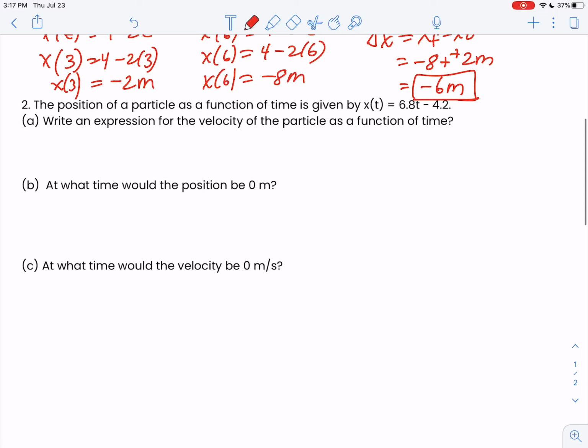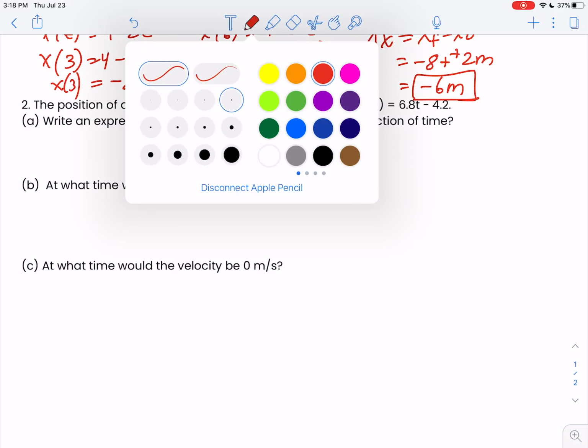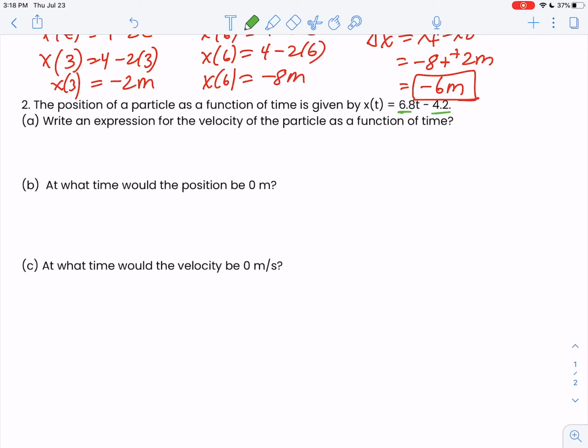Okay, let's look at another one. The position of a particle as a function of time is given by the equation x of t equals 6.8t minus 4.2. Again, you should hopefully be looking at this and see that the velocity is going to be 6.8 and the initial position is negative 4.2. Write an expression for the velocity of the particle as a function of time. I'm not going to do the calculus this week, but if you know how to do that from calculus, you can just write the answer down. This week we're just going to think about it.